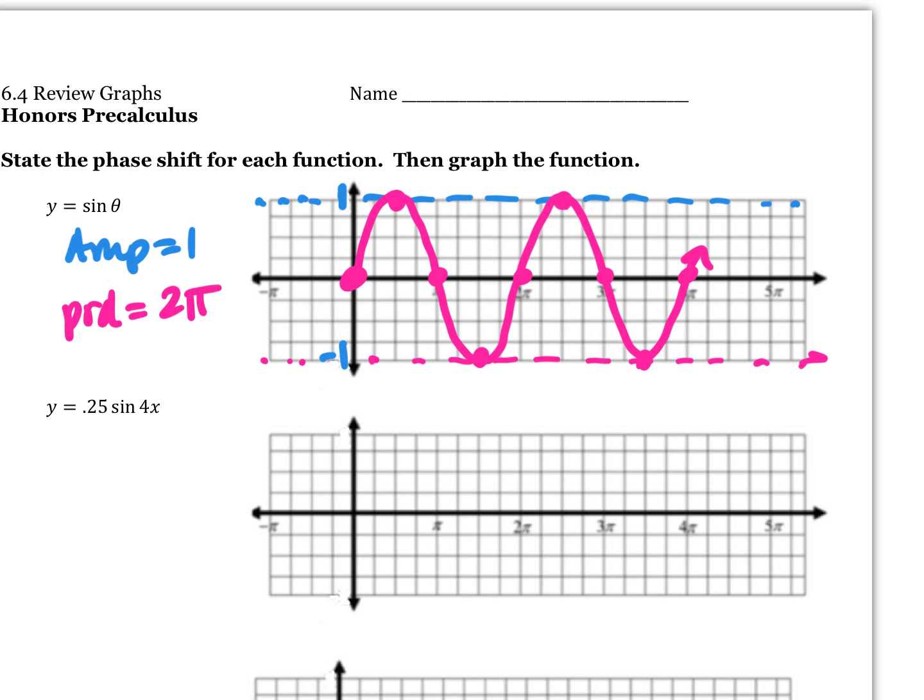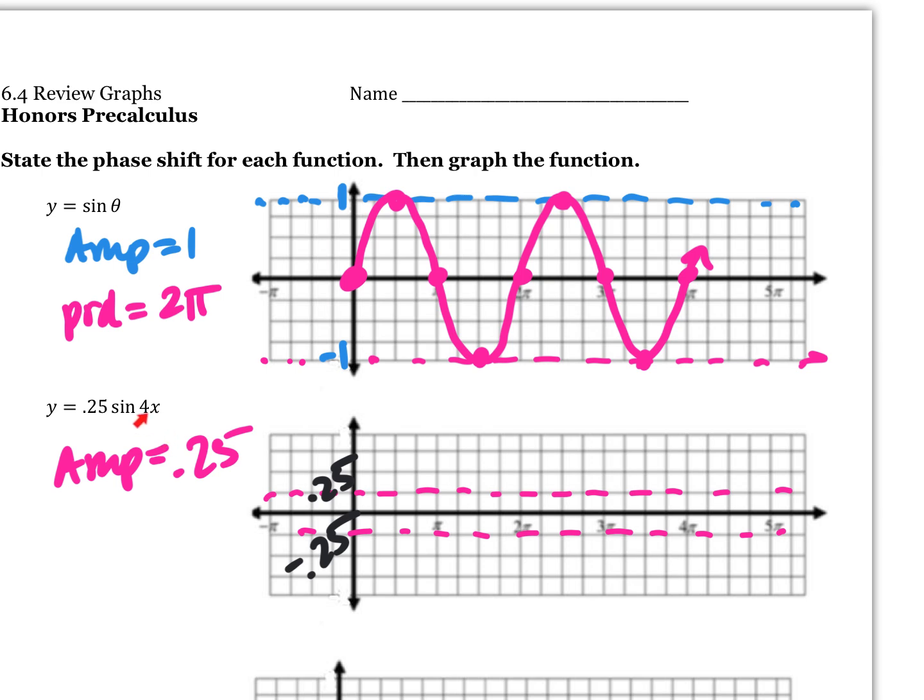My amplitude here is 0.25. 0.25, you said that you wanted that here. You can label that anywhere as long as you write what it is. But they have to be equal. Here we go.